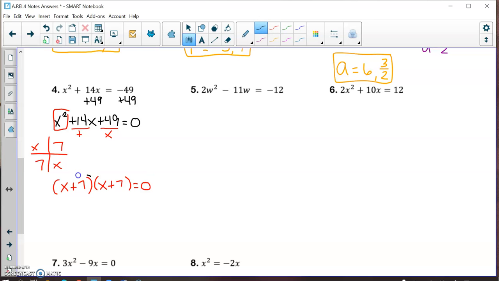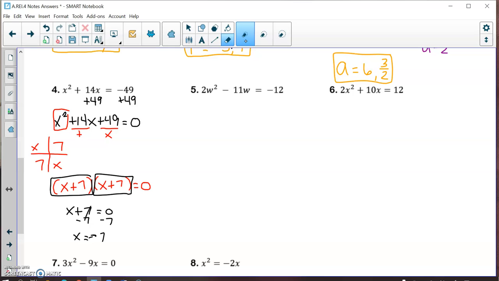By the zero products property, I can take the one factor and set it equal to 0. I'm subtracting 7 from both sides, and I get x is equal to negative 7. Now the other factor is exactly the same, so we don't need to do this twice, and we don't need to write negative 7 twice, because that's just one solution there. We only have one real number solution for this one, and that's negative 7.